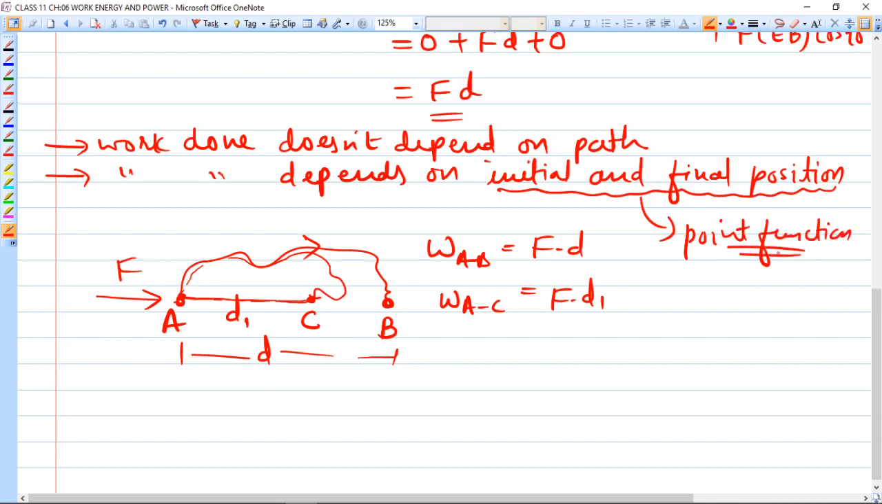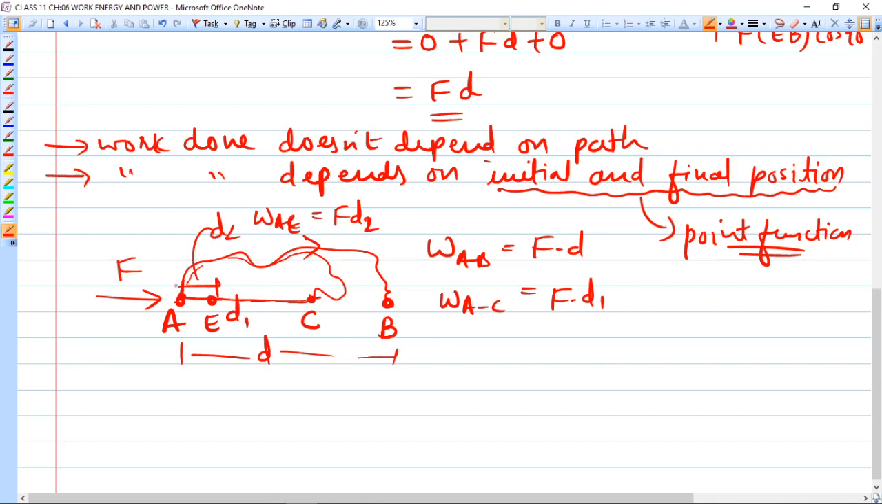Point function. Suppose I am selecting one point E, and suppose this distance is D2. If someone asks you what is the work done from A to E, your answer will be F into D2, so FD2. Means as I bring the final point nearer to the initial point, work done decreases, yes or no?